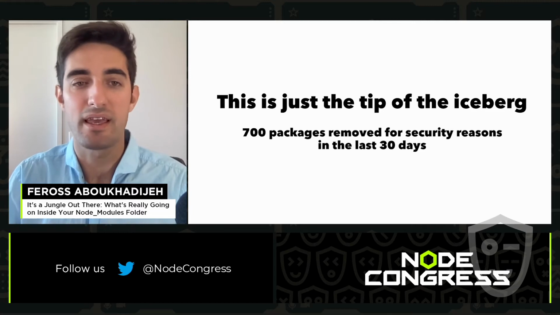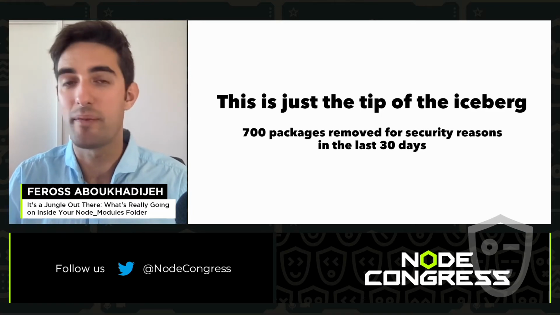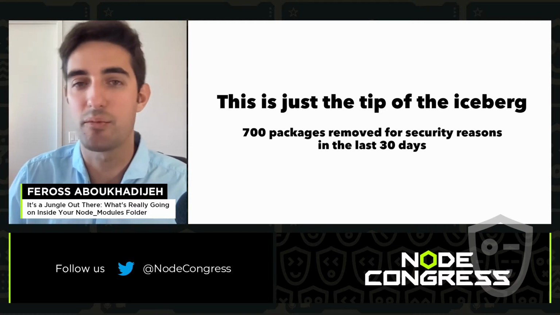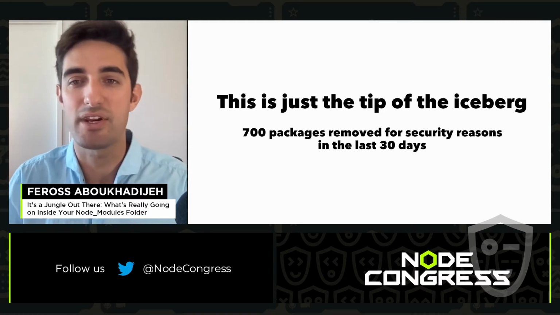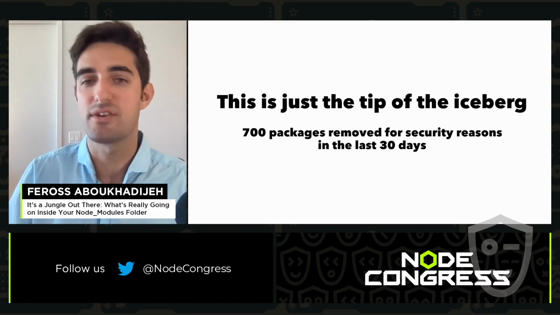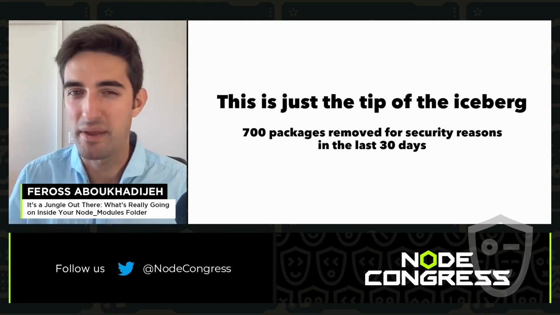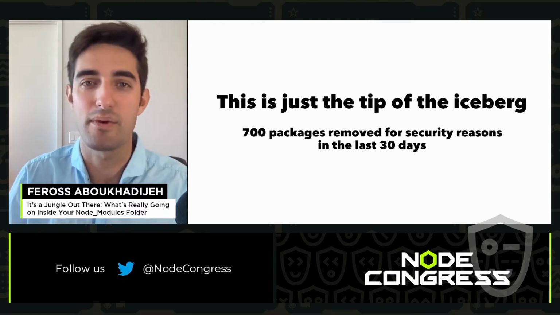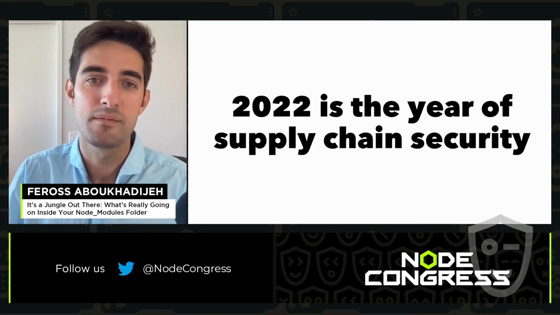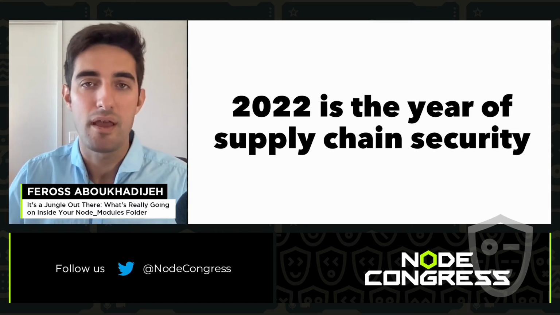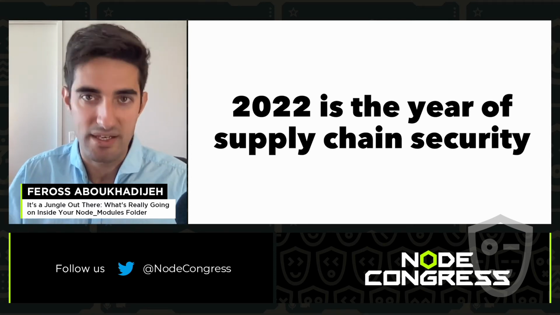We've been tracking packages that are removed from NPM for security reasons, and we've seen over 700 packages removed for security reasons in just the last 30 days. And I think this trend is accelerating as attackers take advantage of the open ecosystem and the trust that maintainers have for each other, and the sort of liberal contribution policies that we've all adopted in the modern open source era. So I think 2022 will be the year of supply chain security, as the awareness of this issue is now coming to the fore.